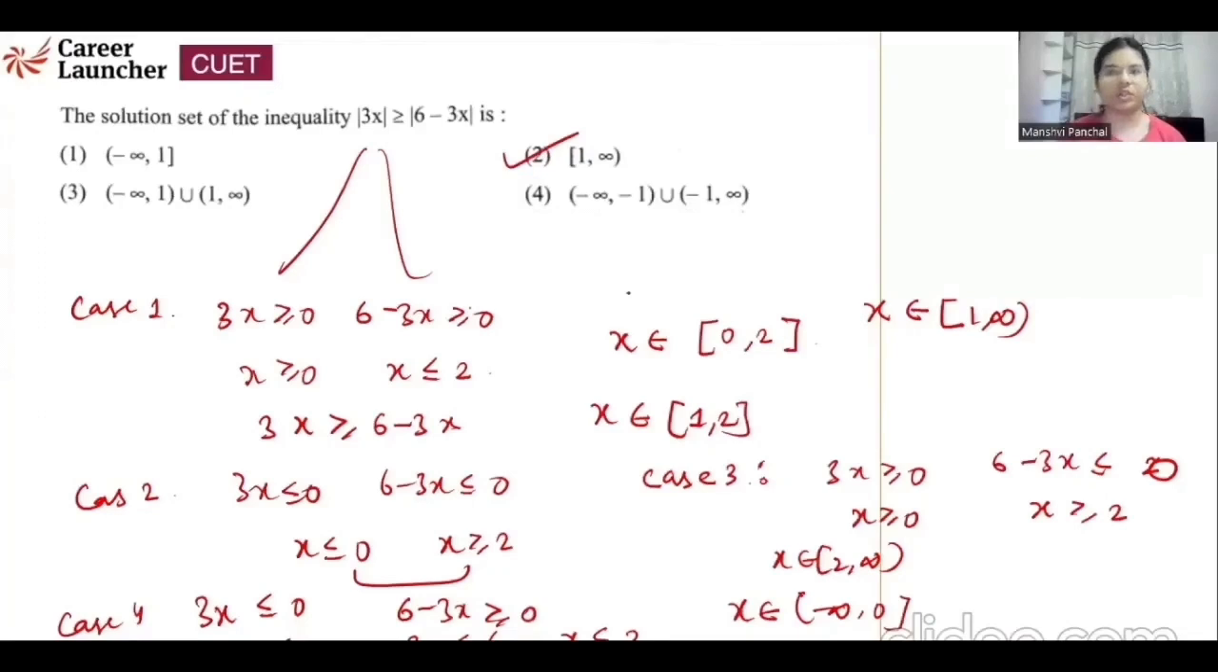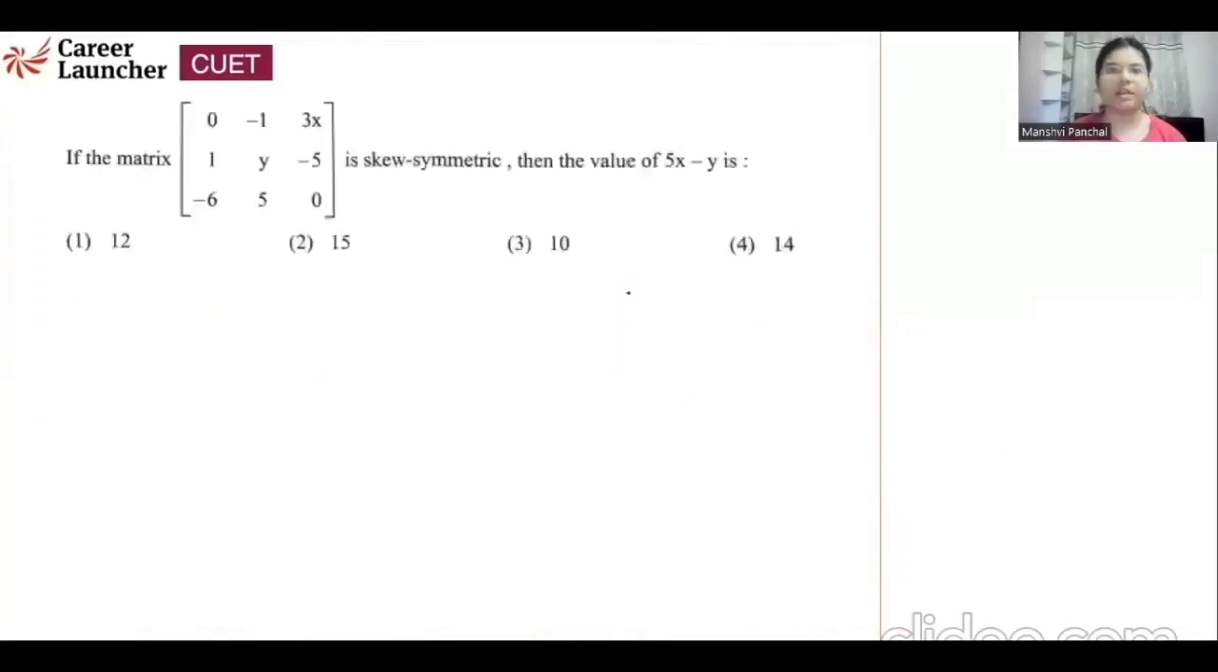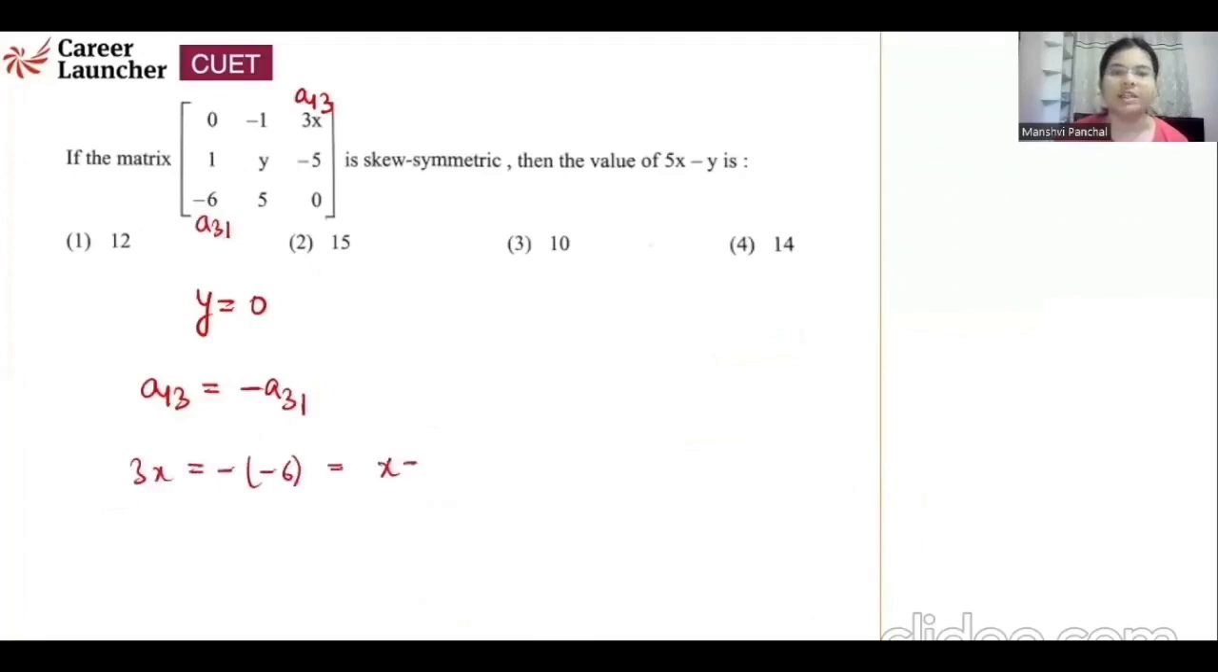Moving on to the next question. So we have question number 66. If the matrix is skew-symmetric, then the value of 5x − y is. So you know that in a skew-symmetric matrix, the diagonal elements are 0. It means y should be equal to 0. And this element, which is A13, should be equal to minus of A31. This is A31. So 3x should be minus of minus 6. It means x should be equal to 2. So y is 0, x is 2, then 5 into 2 minus 0 will be 10. So option 3 is the correct answer.